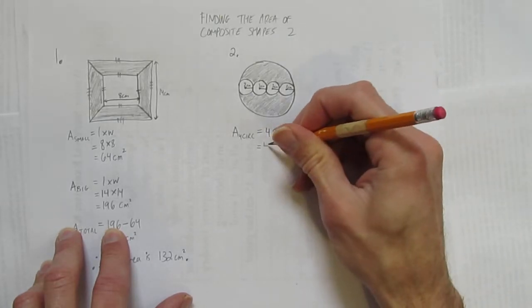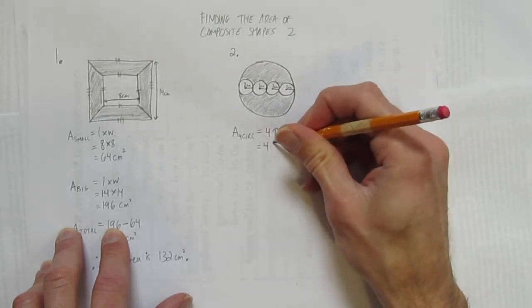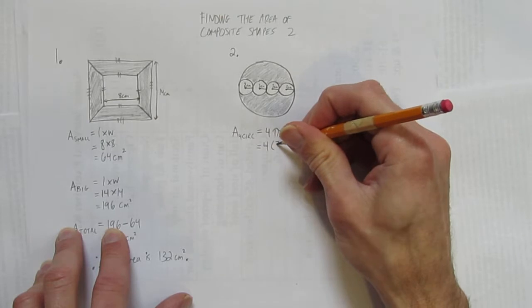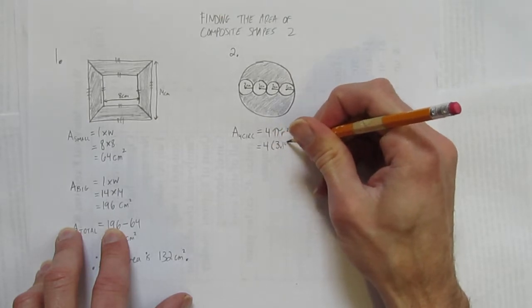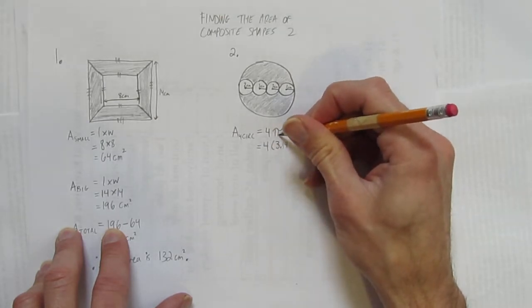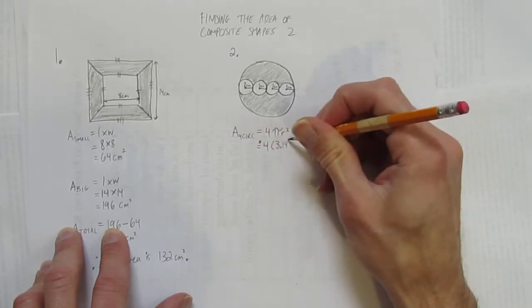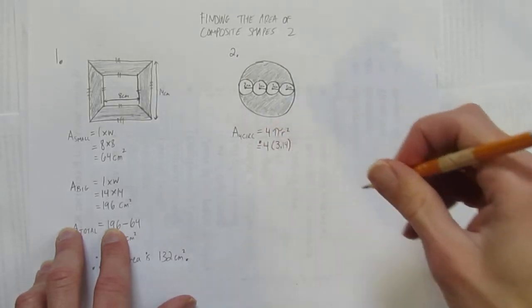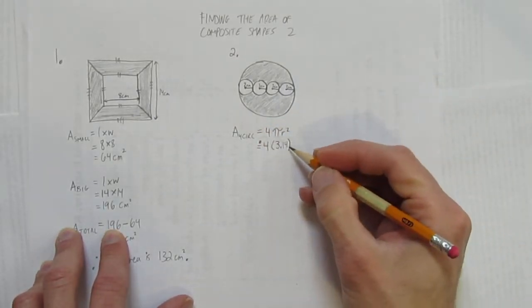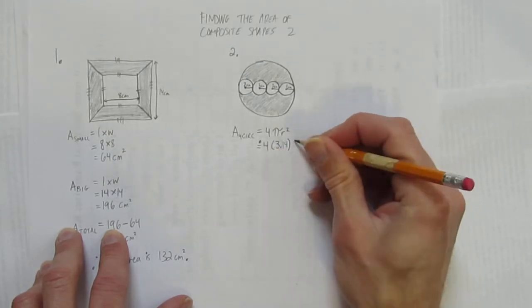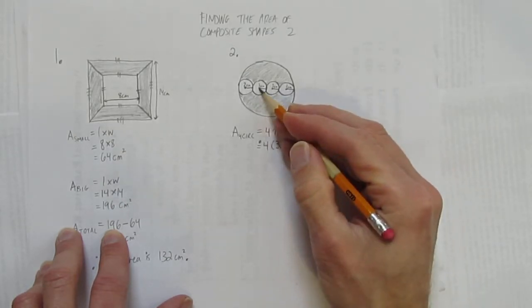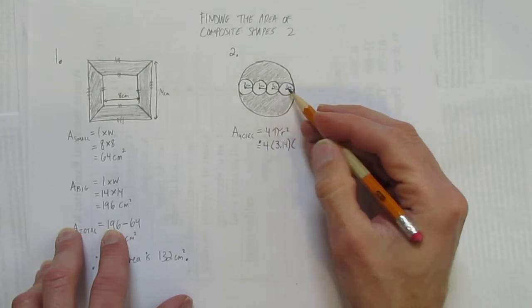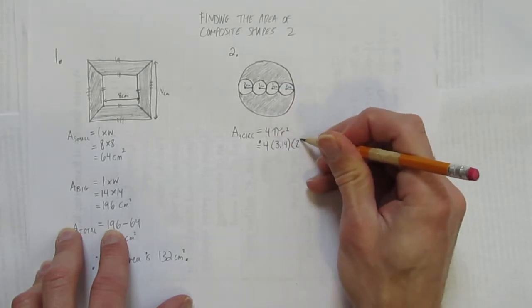So I have 4 circles. I'm going to multiply them by the area of each circle, that's 3.14, and since I've just rounded pi, I'm going to put a rounding dot here. This pi goes on forever, but there's my rounding dot for pi. And the radius of each circle, in case you can't see, says 2 centimeters, so I just put a 2 here.